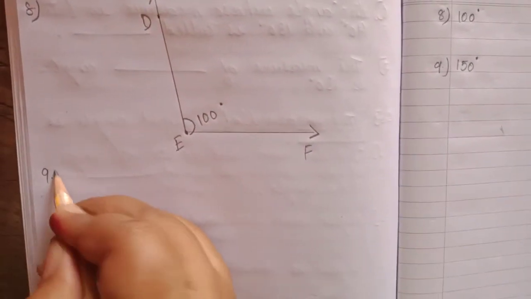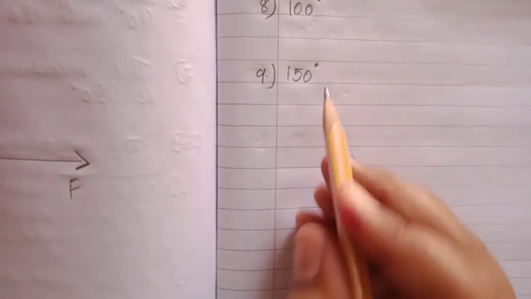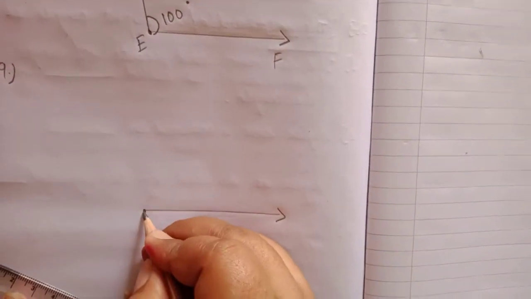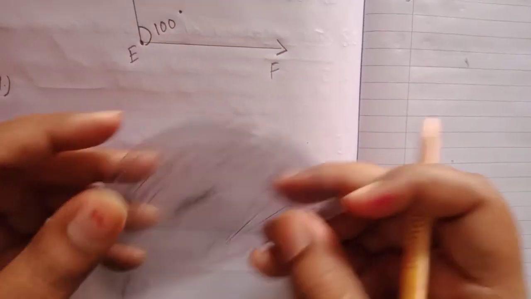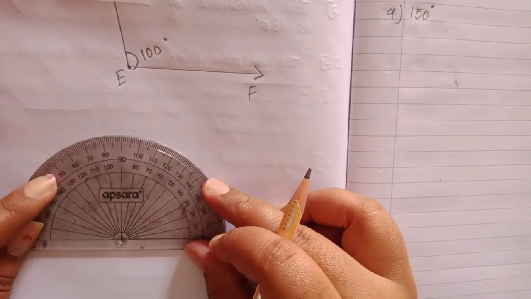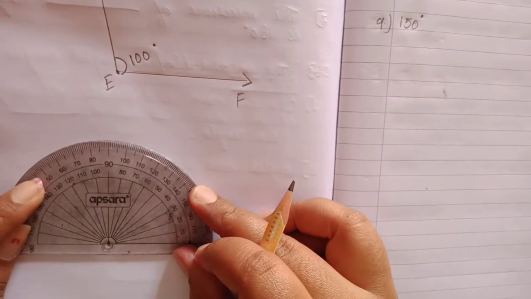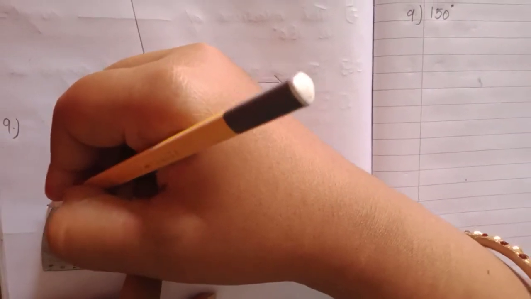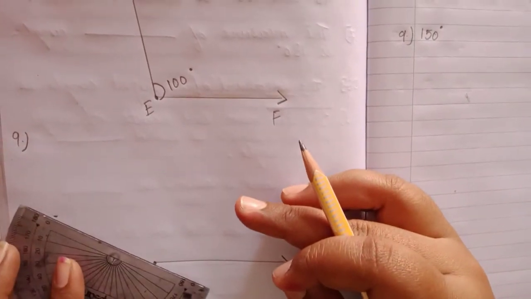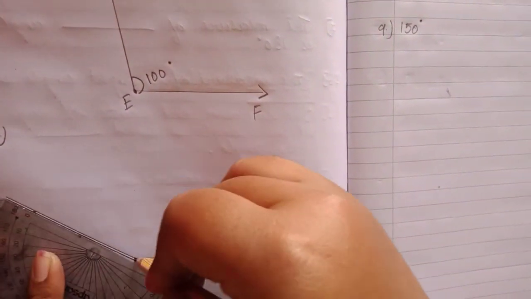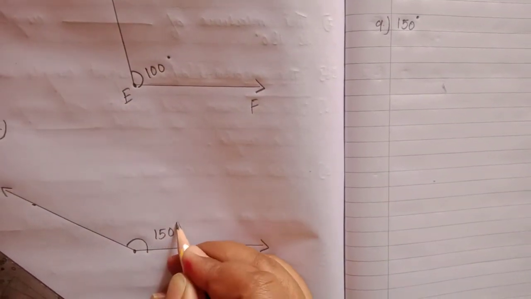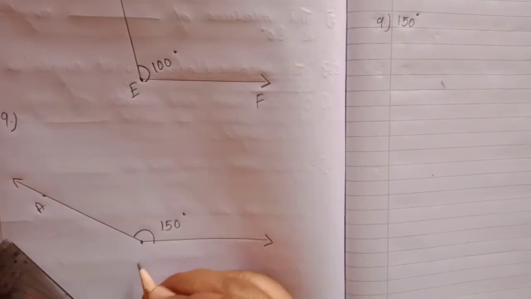Now number 9. Number 9 is of 150 degrees. First with the help of a scale we will draw a ray, one side arrow and one side end point. Now with the help of a protractor we have to draw 150 degrees. We will keep the center point on the vertex. 150 will come here. We will mark it and now we will join. So it is the angle of 150 degrees and we will give it the name ABC.